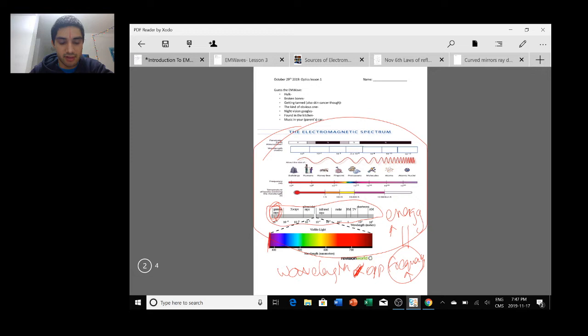Similarly, in the visible spectrum, violet light has highest frequency, highest energy, lowest wavelength, whereas red light has the highest wavelength and lowest energy. And as we keep going down, radio waves and microwaves have super low frequencies, but really high wavelengths, the size of buildings, basically. So that's important. You have to know what kind of electromagnetic waves are there.